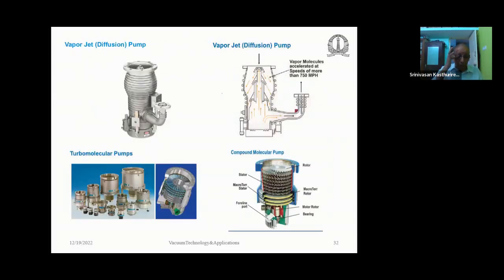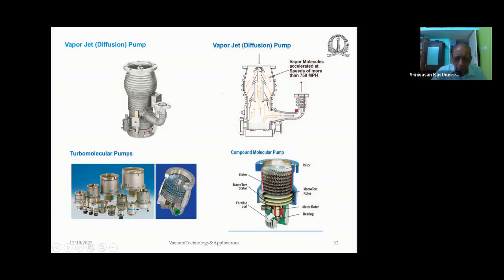So let's start with the vapor jet diffusion pump. You can see the vapor jet diffusion pump is shown here. This is the inlet and this portion is the outlet. How does it work? At the base, it has high molecular weight oil. This high molecular weight oil is heated by a heater at the base. So when you heat the high molecular weight oil at the base, the oil vapors gradually move upwards.